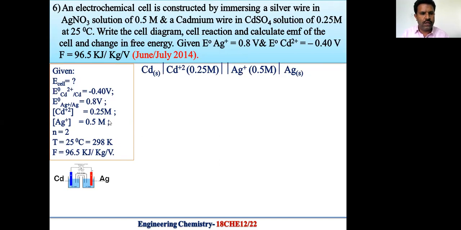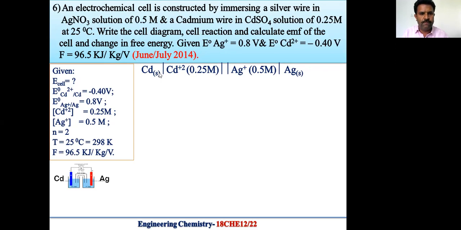And if we look at the standard electrode potential of different metals, Ag is 0.8 volts and cadmium is minus 0.40 volt. Hence, cadmium functions as anode because of lower standard reduction potential value, and silver functions as cathode because of higher standard reduction potential value. Hence, we can represent the cell like this.